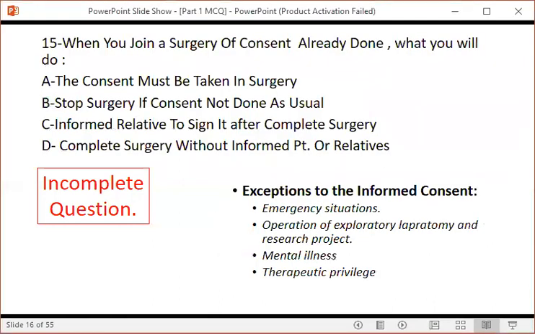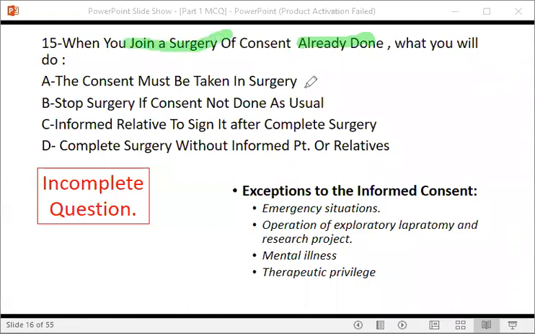Okay, when you join a surgery where consent is already done, there is a consent, what will you do? The options: the consent must be taken in surgery, stop surgery if consent not done as usual, inform a relative to sign it after completing the surgery, or complete the surgery without informing the patient or relatives. Should the consent be taken in surgery, and you just join the surgery? This question is not clear at all.